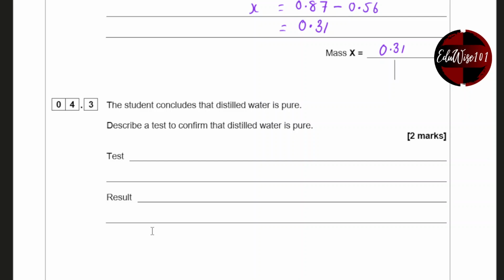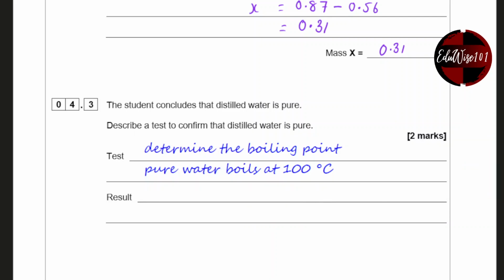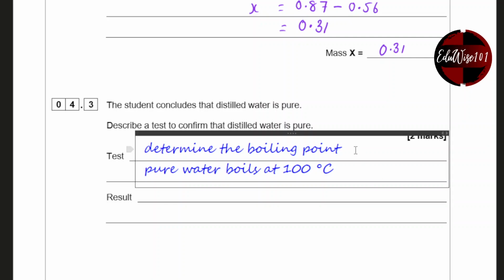Describe a test to confirm that distilled water is pure. Now, pure substances, whether it's water or anything, if it's pure, then it should have a very specific boiling point or a melting point if it's a solid. So here you can test the water by heating the distilled water, and if it starts evaporating at 100 degrees Celsius, then it's pure. So the test is determine the boiling point. Pure water boils at 100 degrees Celsius. That would be the result.